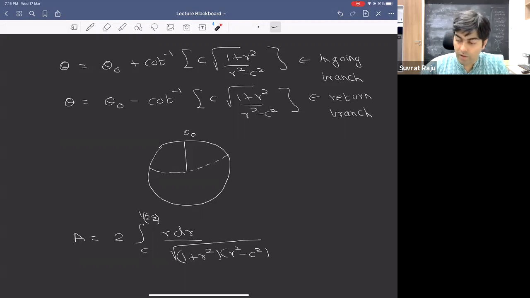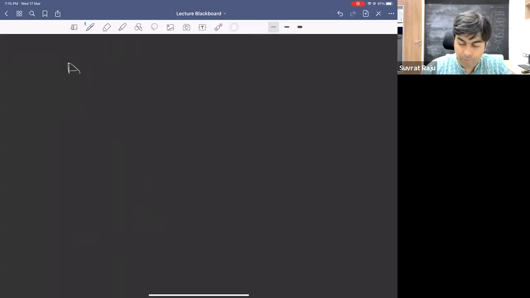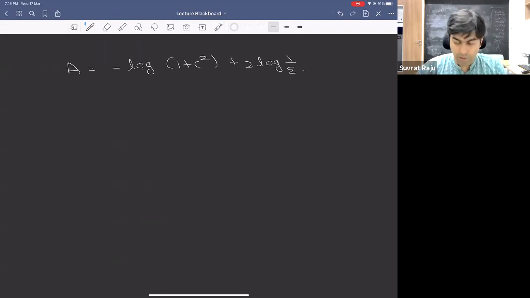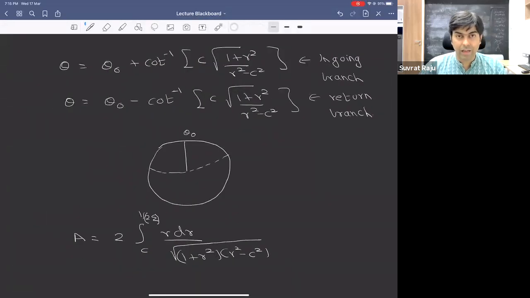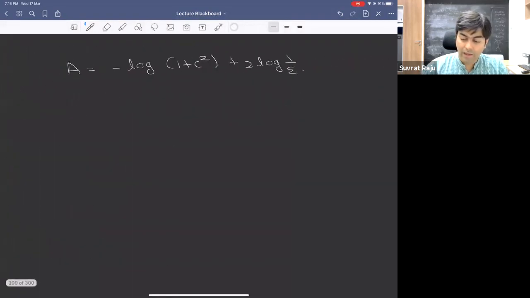Okay. So if I do this integral, I will find that the area is minus log of 1 plus c squared plus twice log of 1 by epsilon. And the reason I put a 2 in the previous formula is because I wanted to get a 1 here. Now remember that we have this constant c here, but you can eliminate the constant c in favor of how much the surface has moved in theta. If you look here, you see that this constant c is related to how much the surface moves from here to here. If you just look at the formula, you will find that c is cot of delta theta by 2, where delta theta is the difference in theta values of the endpoints.